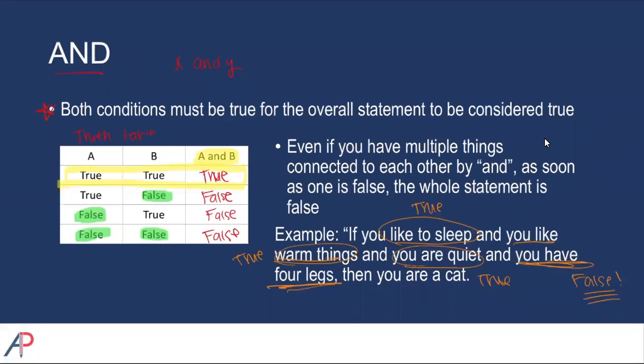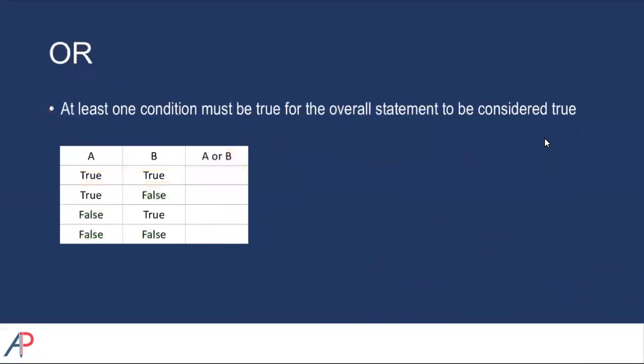It's not restricted to just having A and B. If it's A and B and C and D, overall, this would be a false statement if you have just one thing in there that is false, which is very different from or. For or, we talked about this one in a different light, X or Y, and this says at least. At least means one or more. So at least one means one or more.